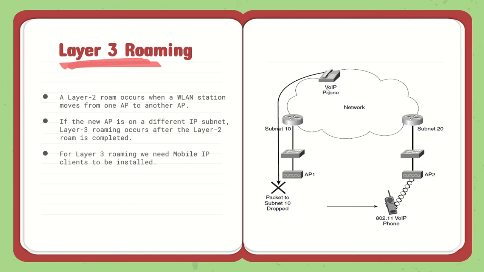Okay, so what is Layer 3 Roaming? A Layer 2 roam occurs when a VLAN station moves from one access point to another access point. If the new access point is on a different IP subnet, Layer 3 roaming occurs after the Layer 2 roam is completed. For Layer 3 roaming, we need mobile IP clients to be installed.